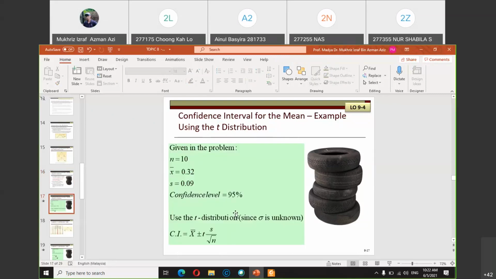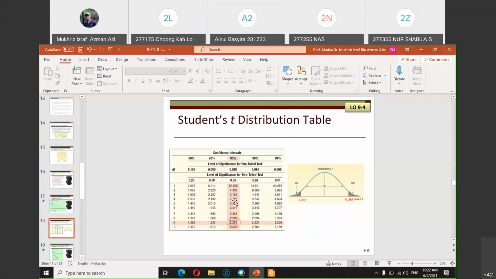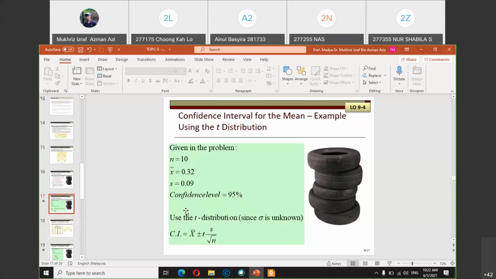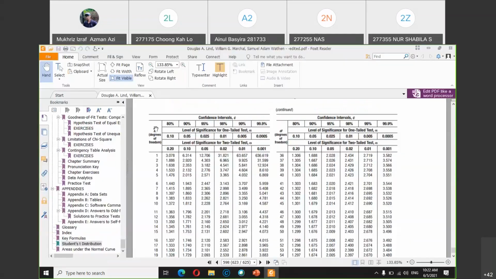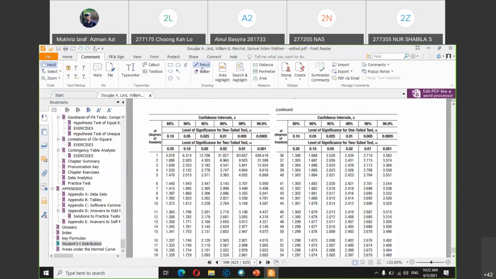So let's go through the calculation first. First you are given this information: the sample size, the sigma, the mean value, the sample standard deviation, and the required level of confidence, 95%. Then just plug in. So you know what is X bar, what is S, what is N. But how do you read the T table? If you look at the T table here, the first column is noted as DF, degrees of freedom. So what is degrees of freedom? It's basically N minus 1.